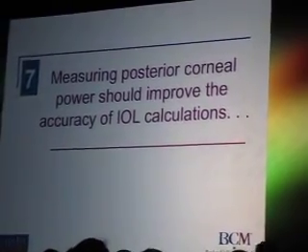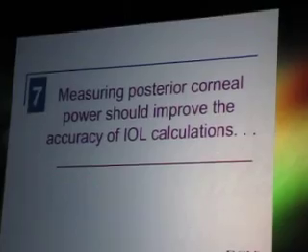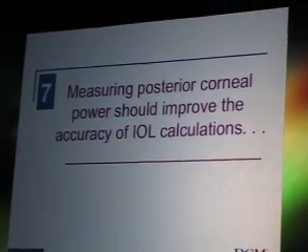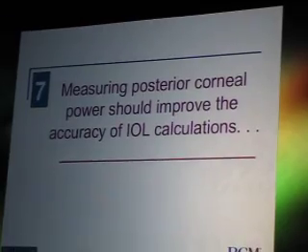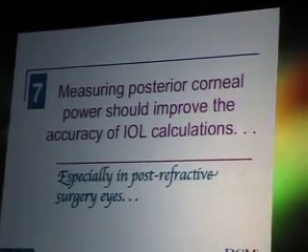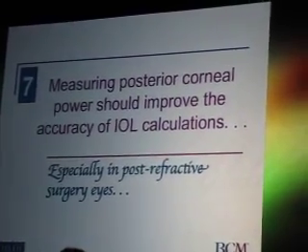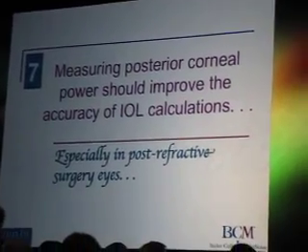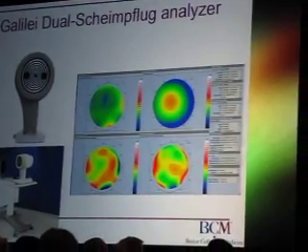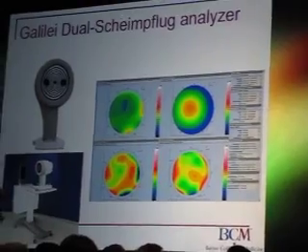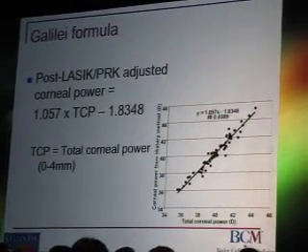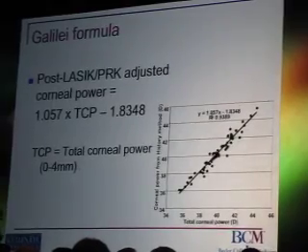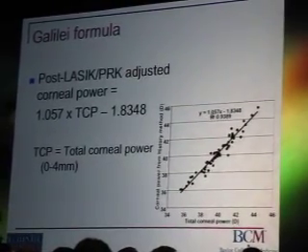Number 7, measuring posterior corneal power should improve the accuracy of IOL calculations. It makes total sense. If we can measure the entire cornea, we ought to be able to nail the corneal element. And this is going to be especially important in eyes that have undergone refractive surgery. We've had the opportunity to work with the Galilei device, the dual Scheimpflug combined with a Placido, and developed a formula for using these values to calculate IOL power. That's on the ASCRS website.